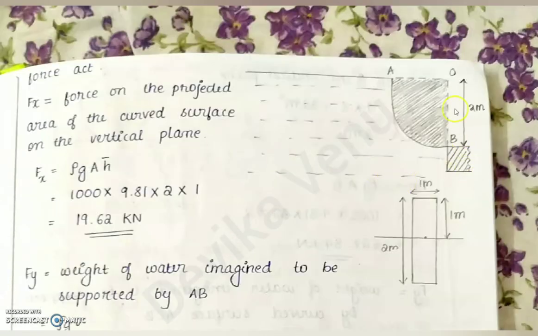So I have again drawn the gate here. This portion is filled with water. Above the curved surface AB there is no water. This is like free space. And how to find out Fx? It is the same as rho g A h bar, that is of a vertical plane surface. Here this is the vertical plane surface of this curved surface AB.